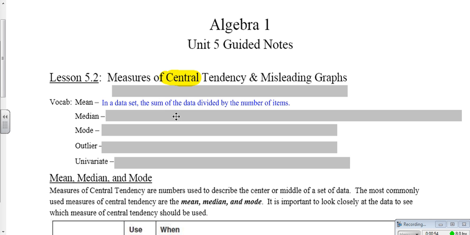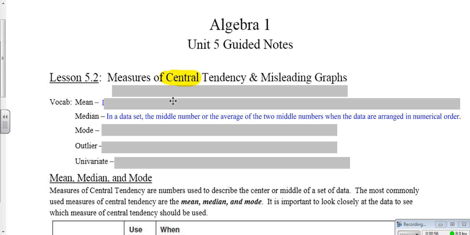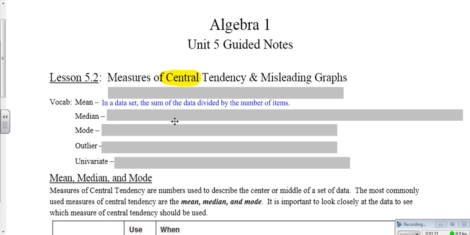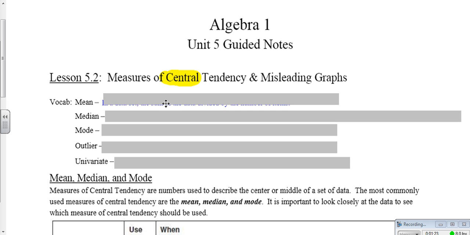Okay, the median is, in a data set, the middle number or the average of the two middle numbers when the data are arranged in numerical order. So again, median, middle, but it has nothing to do with value, it just has everything to do with position. So if you put the numbers all in order, it's the middle number. So median has a different value than a mean. Okay, so median has no value per se, it just is the number in the middle.